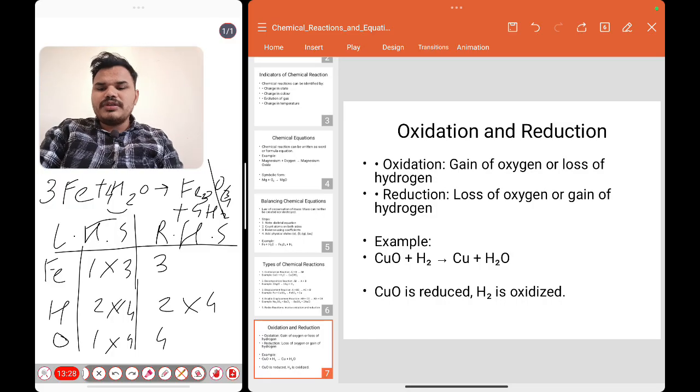So CuO, that is the copper oxide, reacts with the hydrogen, you will get the copper plus water, and CuO is reduced. Whenever we reduce the CuO, that time you will get the separate hydrogen.